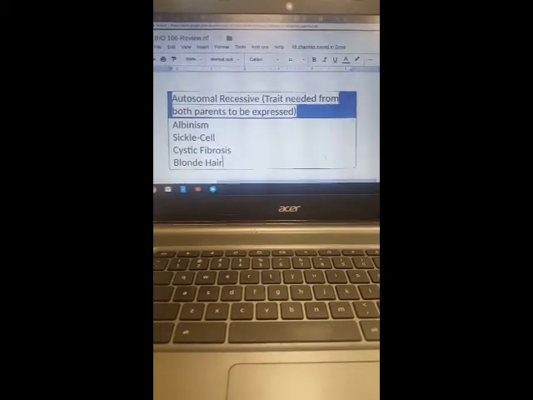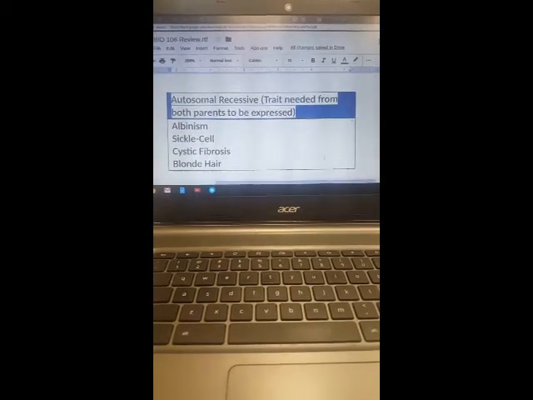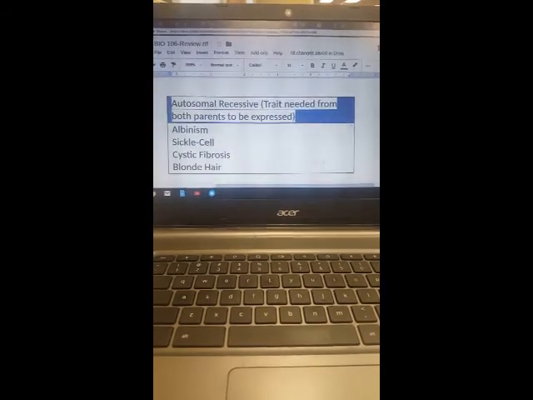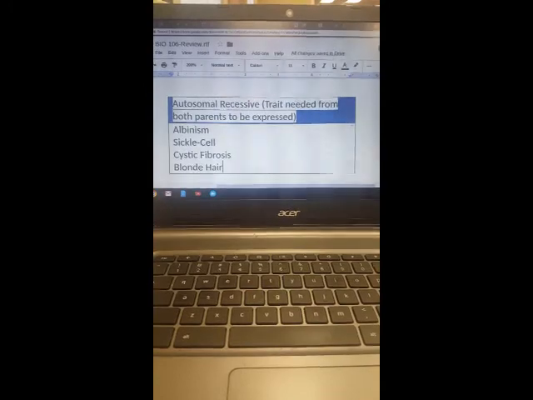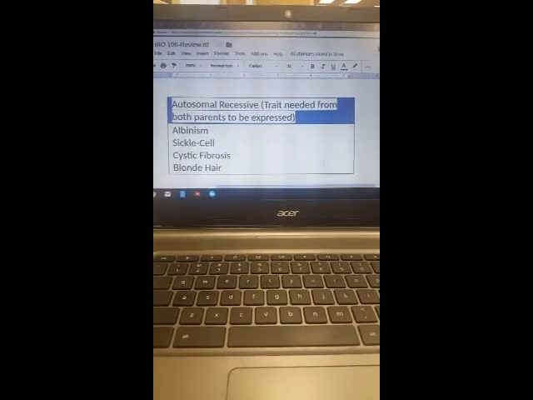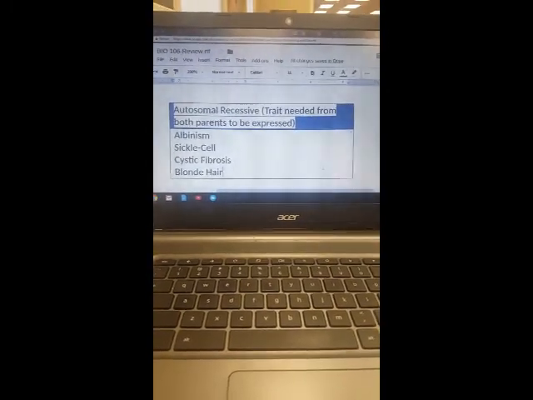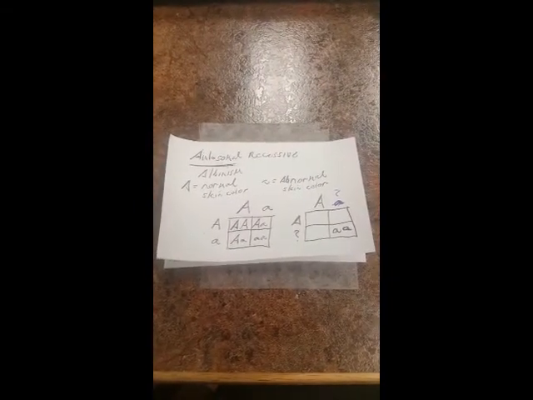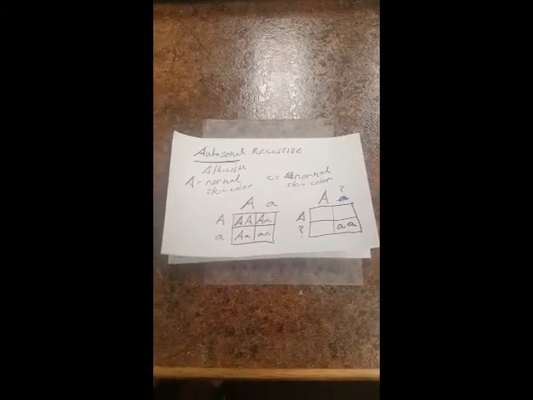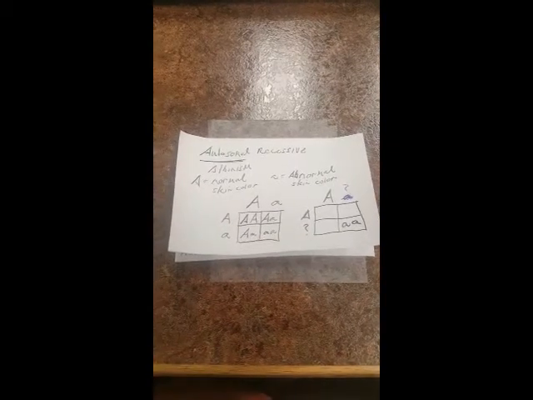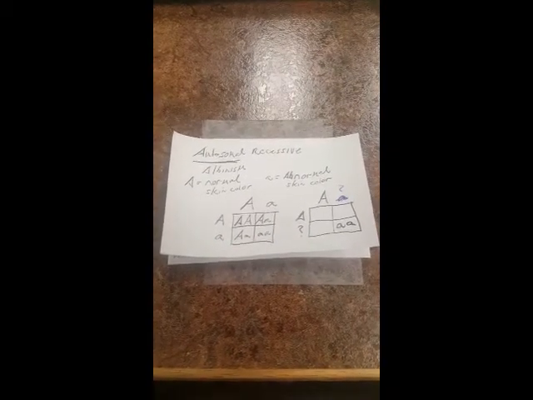The next set of disorders are autosomal recessive, meaning that these traits you have to get from both parents, a copy of both recipes from both parents for it to be expressed. If you only get one copy, it will not be expressed. So here, we want to understand autosomal recessive. These are traits that you need to get from both parents. We want to identify the normal trait and the abnormal trait.